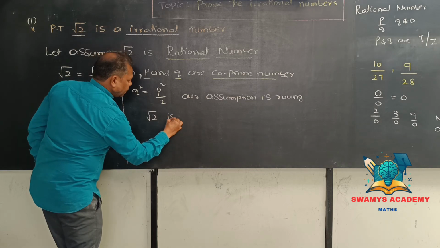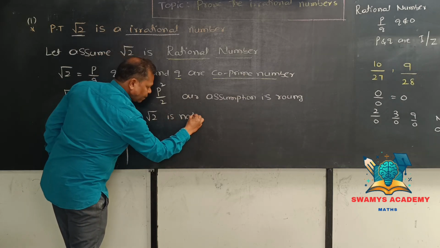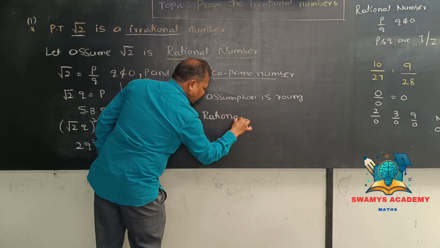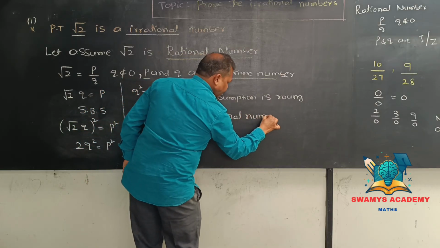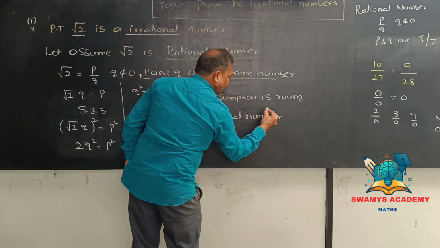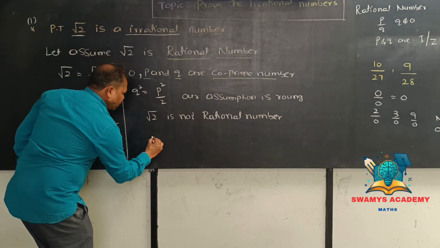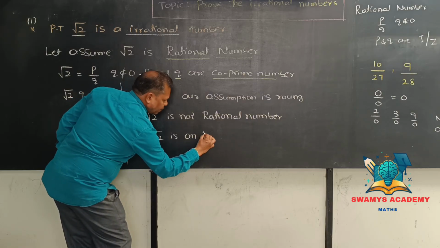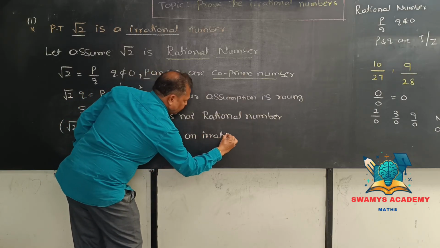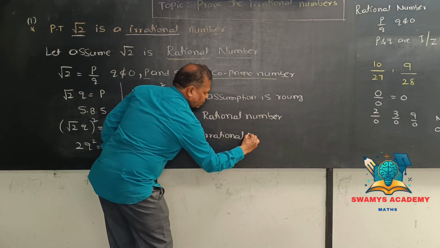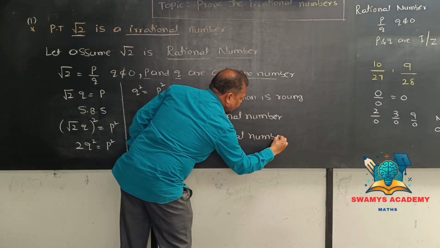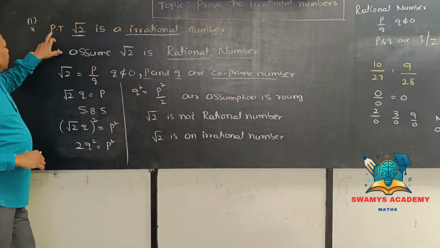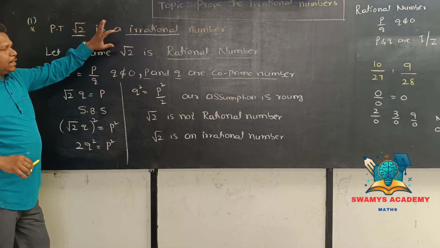Square root of 2 is not a rational number. Square root of 2 is an irrational number. So once again, we will theoretically prove that square root of 2 is an irrational number.